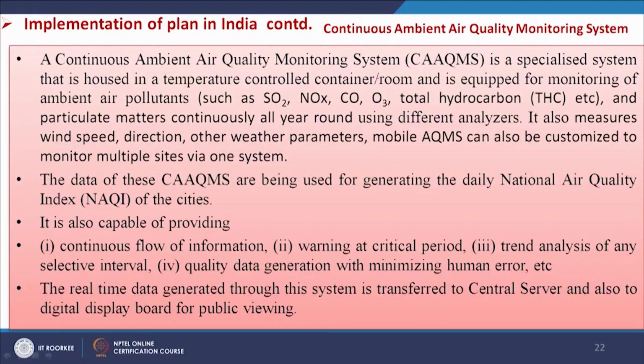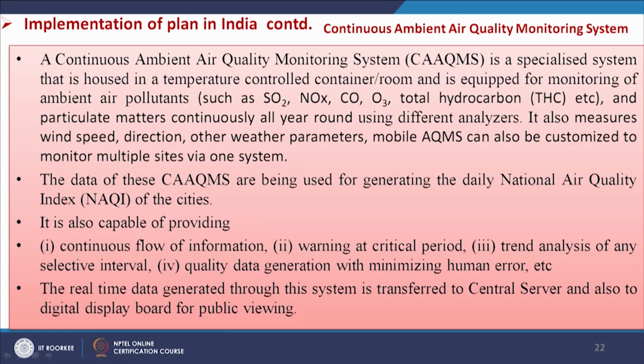Now, we will see the continuous ambient air quality monitoring system. This system is also a part of the National Air Quality Monitoring Program. A continuous ambient air quality monitoring system is a specialized system that is housed in a temperature controlled container or room and is equipped for monitoring of ambient air pollutants such as SO2, NOx, CO, O3, total hydrocarbon etc., and particulate matter continuously all year around using different analyzers. It also measures wind speed, direction, and other weather parameters.